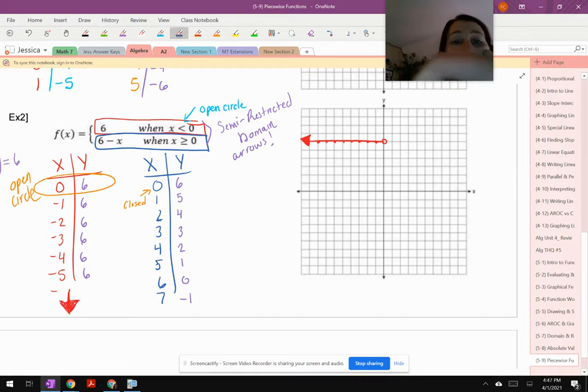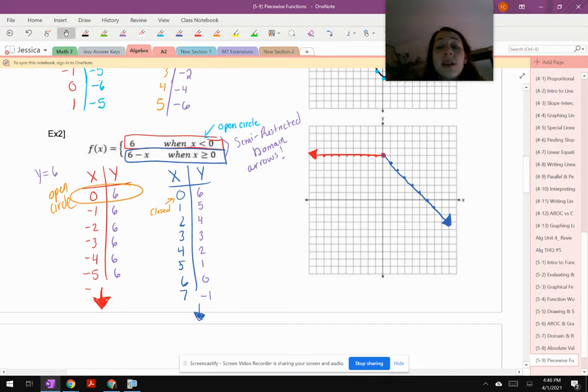Now with my blue equation, I'm starting at 0, 6, which just so happens to be the same spot that I started at. So that closed circle is going to override the open circle. 1, 5, 2, 4, 3, 3. So this is just going down 1 each time. And again, the arrow for this one is going to be continuing on to where the x's are getting bigger, because that's what the inequality says, not the other way.